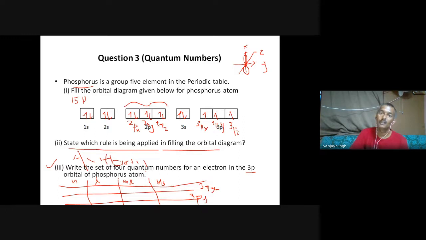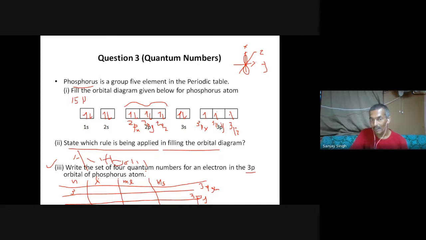This is the main energy level in the periodic table. Remember that there are seven main energy levels in the periodic table, and the one shown here is the third one. So for the first one, 3Px, your n is equal to 3. And what is the value of your l here? One. Secondary quantum number.